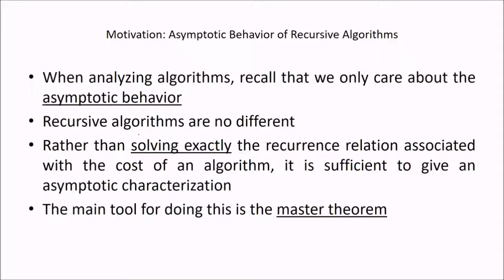So rather than just solving exactly the recurrence relationship associated with the cost of an algorithm, it may sometimes be sufficient to give an asymptotic characterization. How are we going to do this? We'll do this using master theorem. It is quite simple, easy.